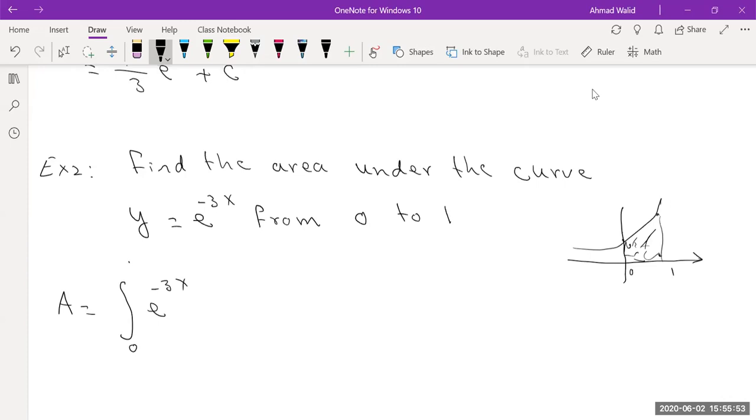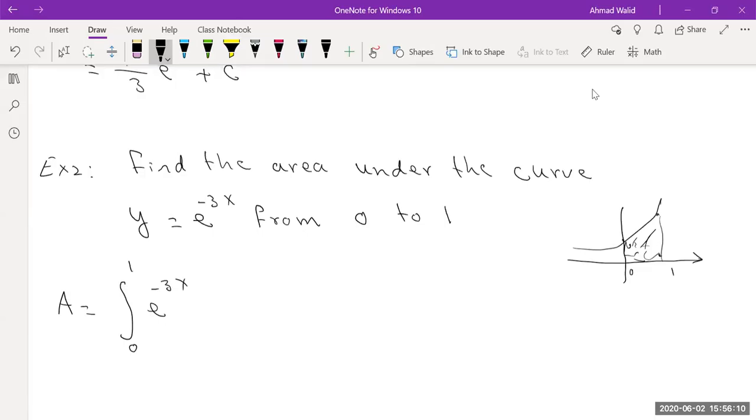From 0 to 1. These are the upper and lower limits, or maybe your professor told you at that time, the upper bound and lower bound. Upper limit, lower limit, correct? You are looking for the area under this curve.